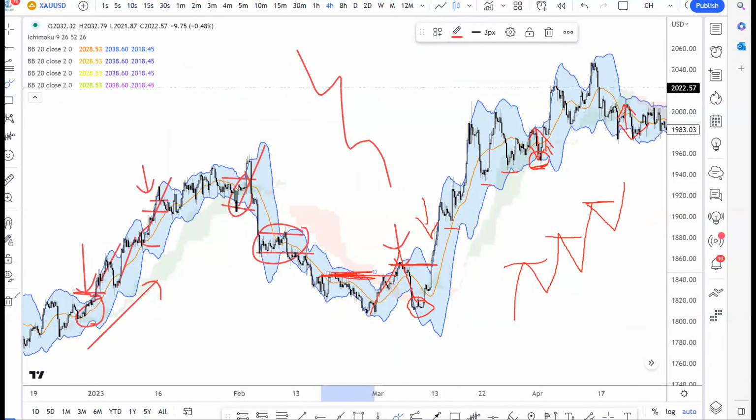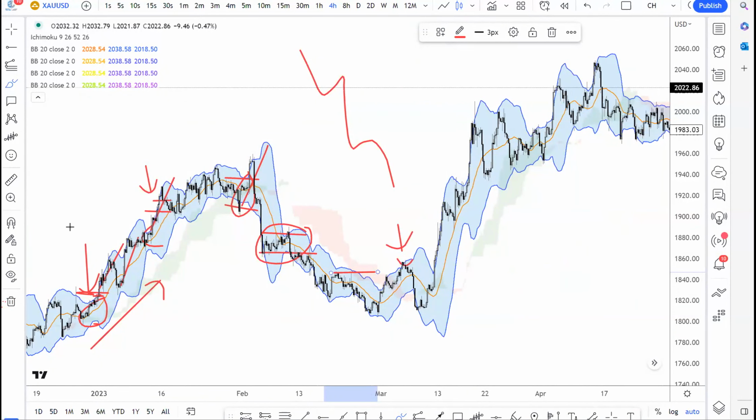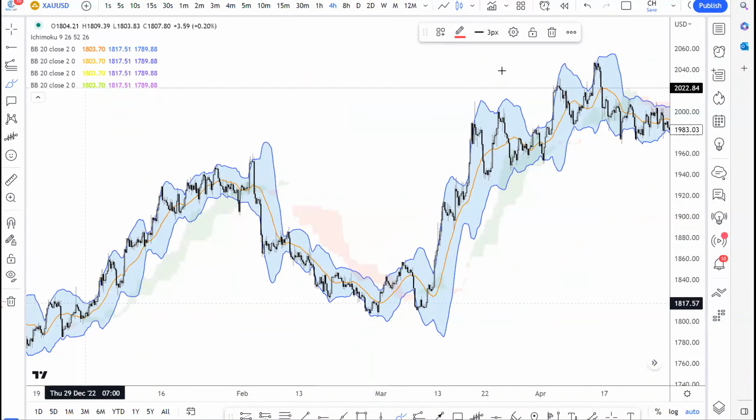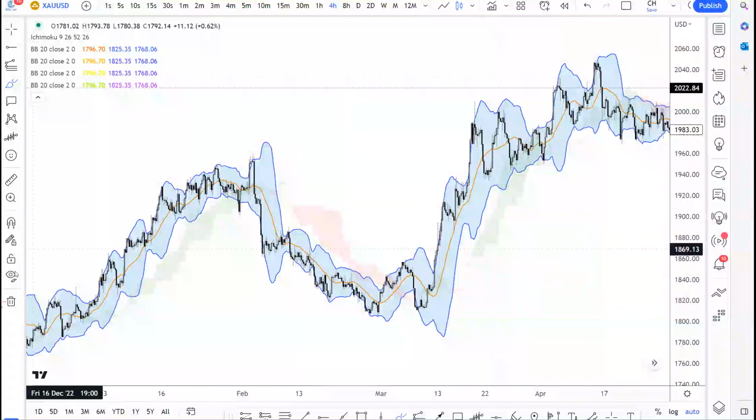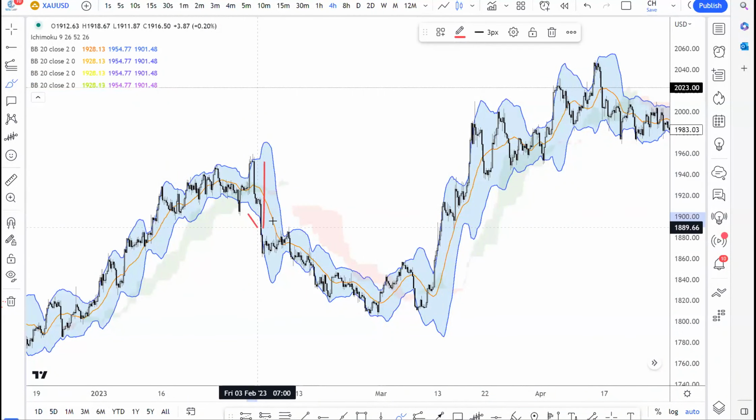Whereas if you're in a high volatility period, let me clear these drawings. If prices are a lot more volatile, you can see in this case that the range between the upper and lower band is a lot wider. If you take a look at the highs and the lows, you can see that the range between the upper and lower bands is much wider.